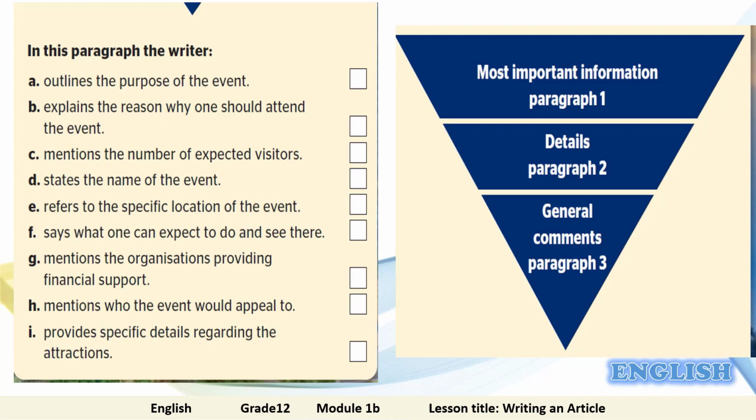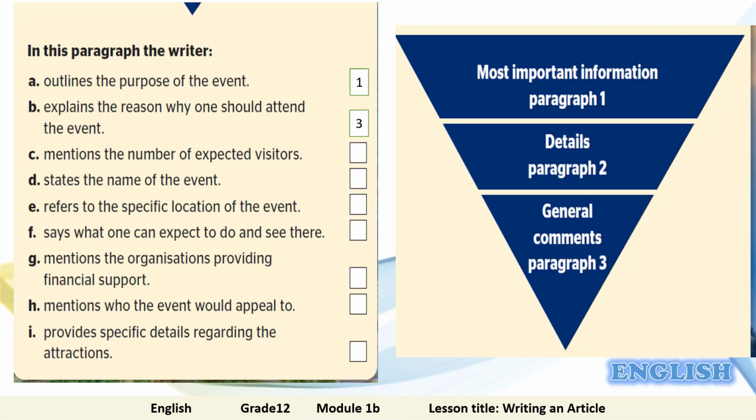Which of the 3 paragraphs outlines the purpose of the event? The why the event is held. Why is one of the 5 W's. Accordingly, it should be in the first paragraph. B explains the reason why one should attend the event. This is what we call the general comment. And where should our general comment go? Exactly. Paragraph 3.